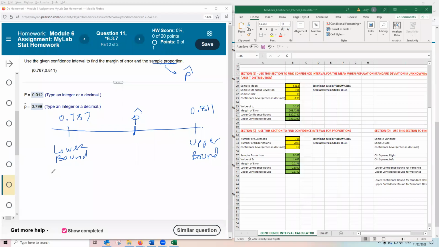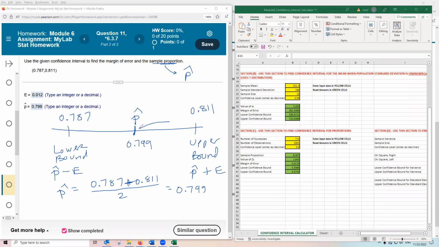because in this confidence interval, the lower bound is p hat minus e. The upper bound is p hat plus e. That means p hat is exactly centered. So p hat is the midpoint. So to find p hat, I'll take the lower bound plus the upper bound divided by 2, because that's the way you find a midpoint. And if you work this out, this works out to be 0.799.